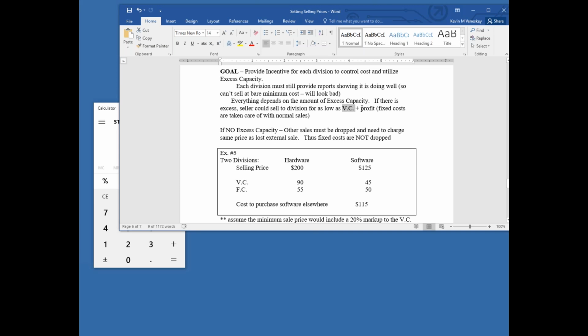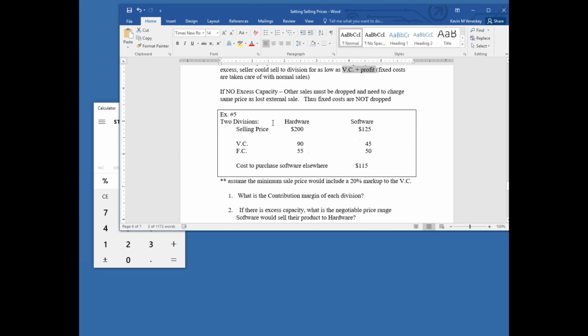So what we're going to do is find what's the bare minimum that a division within the company could sell to another division. And the answer is our variable costs, whatever those are, because we can't really change those, plus any profit markup we need to have. So if there's no excess capacity, then we pretty much have to sell it for our full price. But we'll see that there is a little bit of leeway there. But for the most part, we're going to need to sell it for the 125.